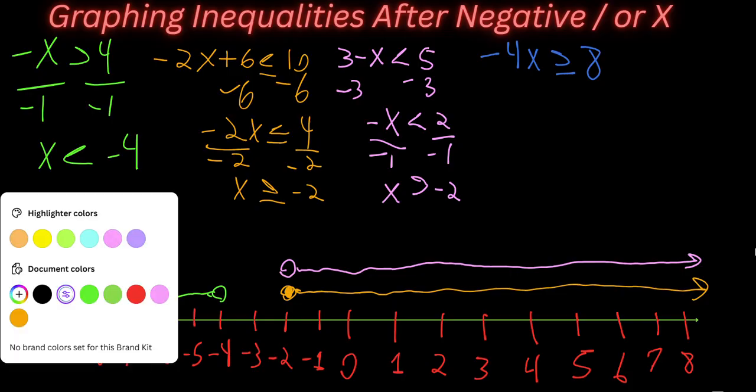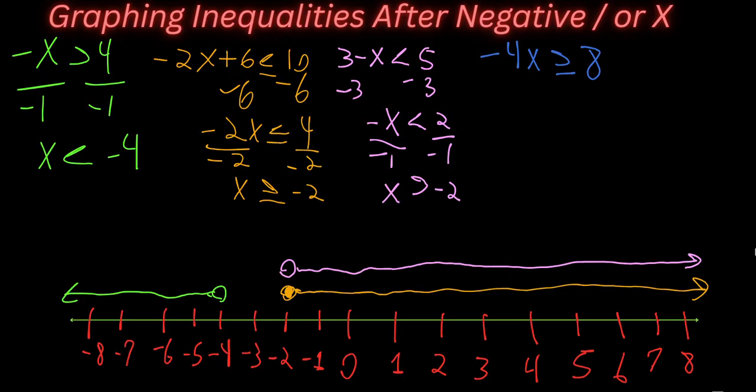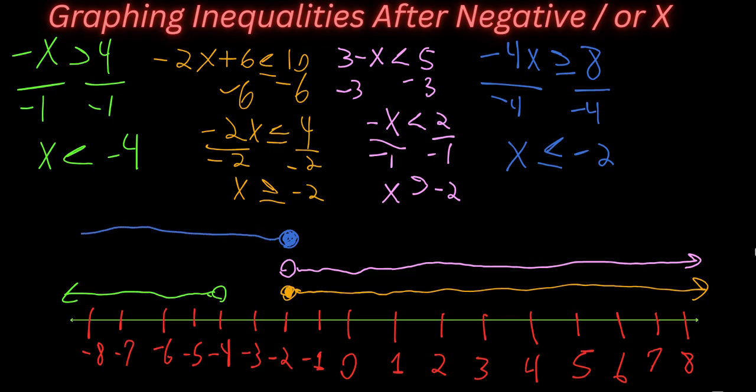And one more to go. Right, this is a one step. We're going to divide both sides by -4. We're going to flip that inequality sign. And we're going to find that x is less than or equal to -2. All right, so this demonstrates a point here. Less than or equal to, that means it's shaded. And now it stretches on in this direction towards -infinity.